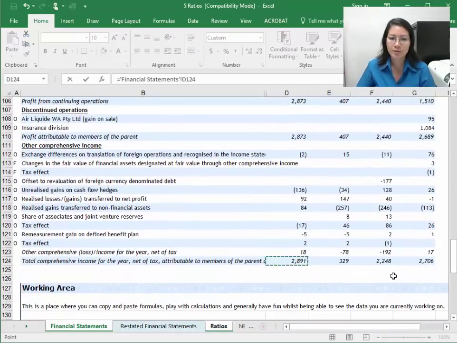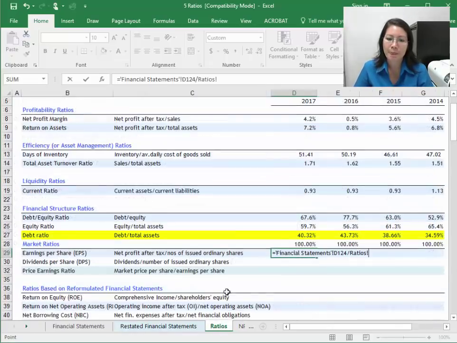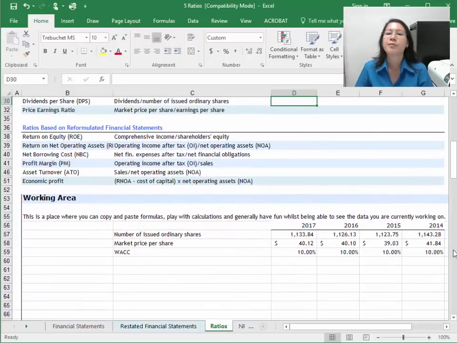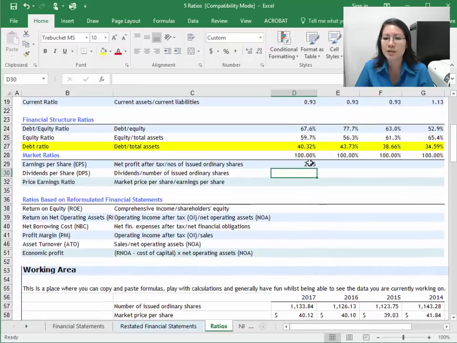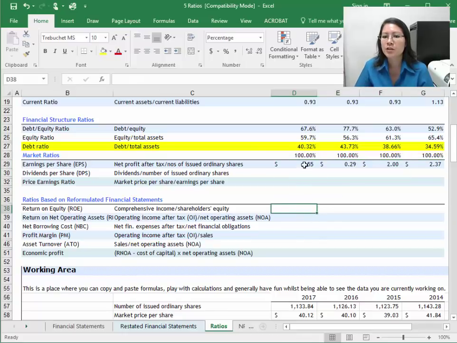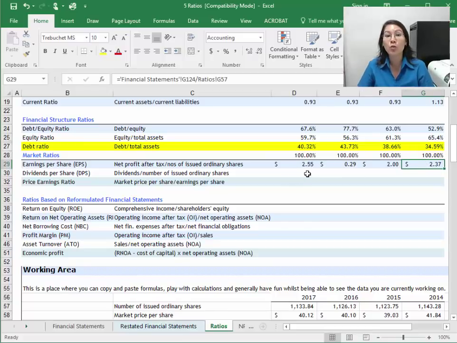Let's go net profit after tax divided by my number of issued ordinary shares. This is here. That's why I said life is much easier now for me. And this is actually a dollar figure, so you can put dollar signs on that. So $2.55 in 2017. Their earnings per share has slowly been increasing. That's pretty cool. Let's go and have a look at what Wesfarmers calculated, just out of interest.